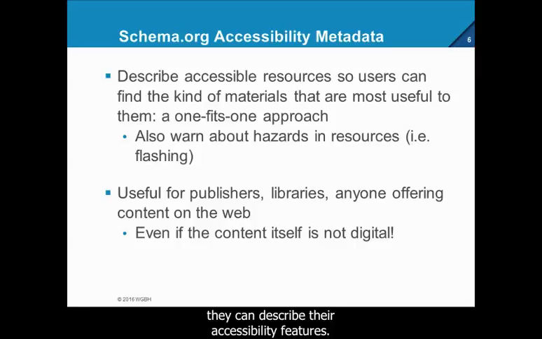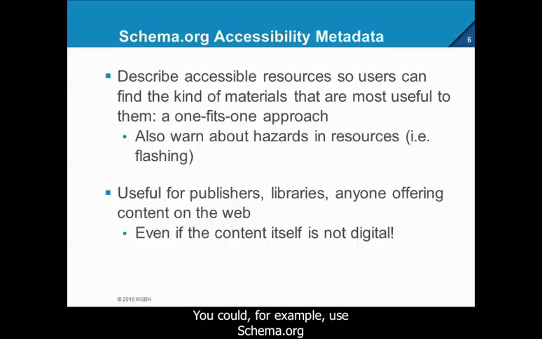The schema.org metadata is useful for publishers who are publishing books, and whether they're digital books or paper books, they can describe their accessibility features. They're also useful for libraries who are offering loaner copies of books and want to catalog the accessibility features of those books. And really they can be used by anybody who's publishing material on the web. It could be a school system that's collecting teacher educational materials and wants to label the accessibility of those materials as they're cataloged. And the content itself, as I mentioned, might not even be digital.